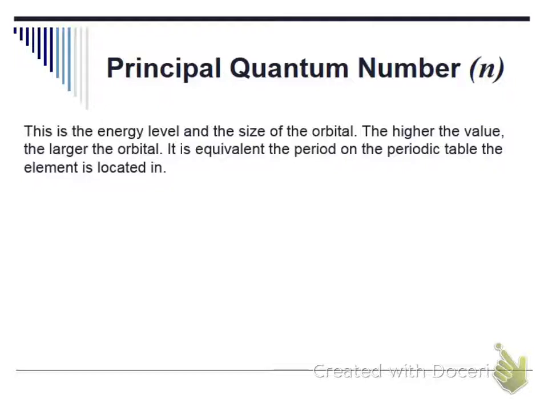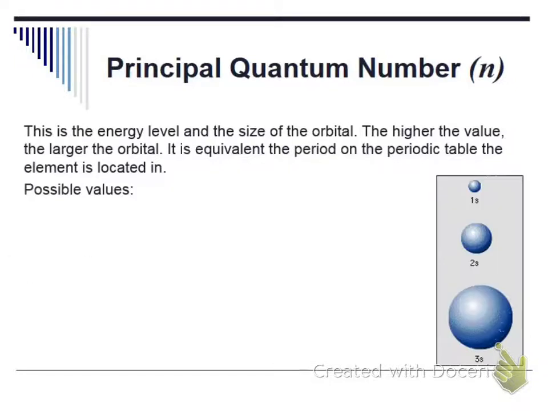The first quantum number is called the principal quantum number. It is basically the energy level, so what energy level are we in, and the size of the orbital. The possible values are 1, 2, 3, and so on up to infinity, because in theory you could have infinite energy levels. In actuality, at this current time, we have 7 energy levels that are known. They correspond to the 7 periods on the periodic table.